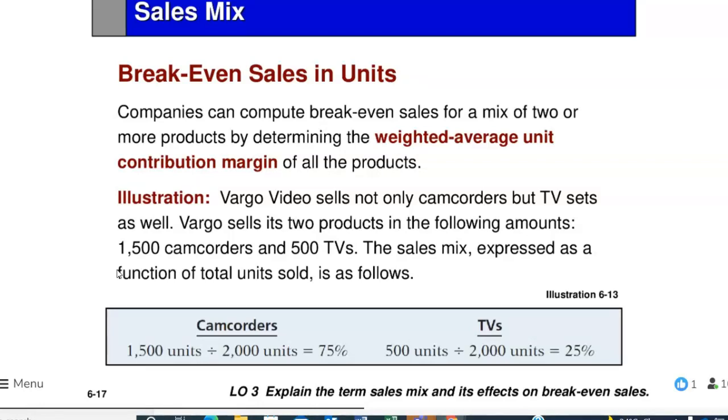televisions. So we simply say, of the 2,000, what percentage would be camcorders? 75%. What percentage would be televisions? 25%. You can see that right here. For every 3 we sell here, we sell 1 of these. Every 3 camcorders, it's 1 television set. So now the sales mix is 75-25. Now we use that to give the weighted average unit contribution.